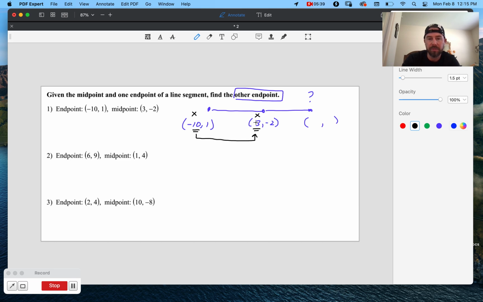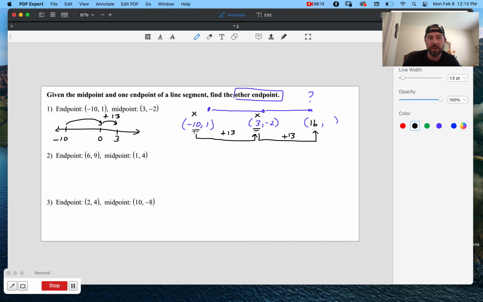And how do I get from negative 10 all the way up to 3? If you're looking at a number line, negative 10 is way down here, 0 is here, and then 3 is up here. So you actually have to go to the right 13 spaces. So you have to go plus 13 to get from negative 10 up to 3. We have to do the same thing here. Plus 13 is going to give us 16.